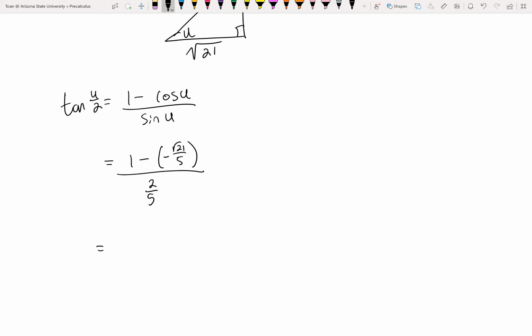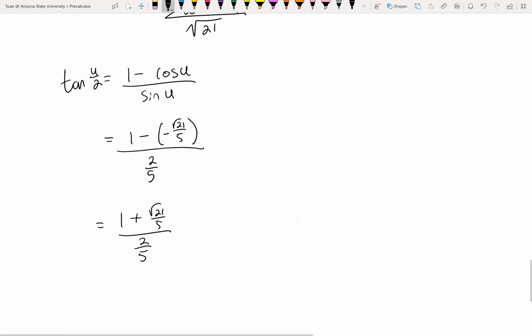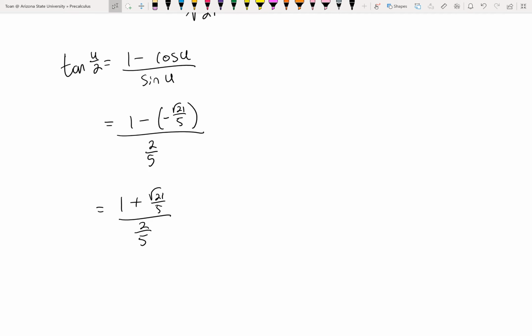So you just go ahead and simplify, just do the math. So that's what? 1 plus radical 21 over 5, over 2/5. This is a compound fraction. Simplify it however you want. I'll simplify by multiplying by the LCD, which is 5 in this case. So that gives us 5 plus radical 21 all over 2, right?